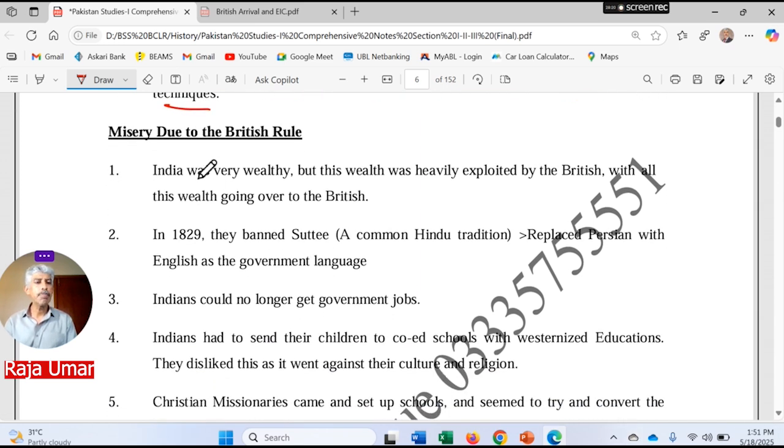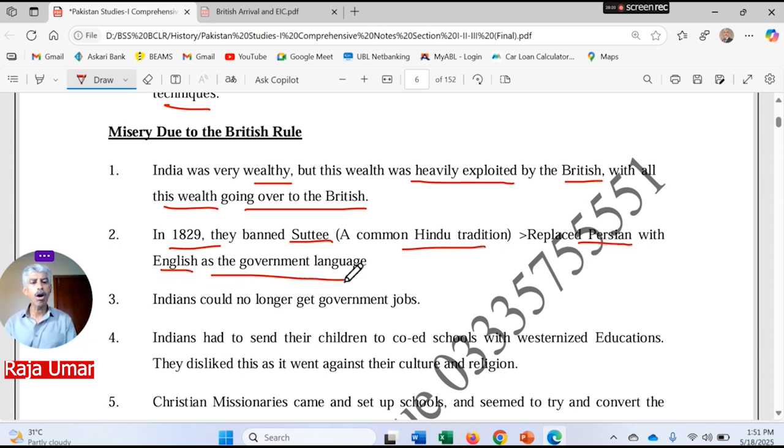So, misery due to the British rule. Indians were very wealthy, but this wealth was heavily exploited by the British, with all this wealth going to Britain and to Europe for its industry. In 1829, they banned sati, a common Hindu tradition, and replaced Persian with English as the government language. So it means that the local language, Persian, was replaced with English. So these all were the miseries.